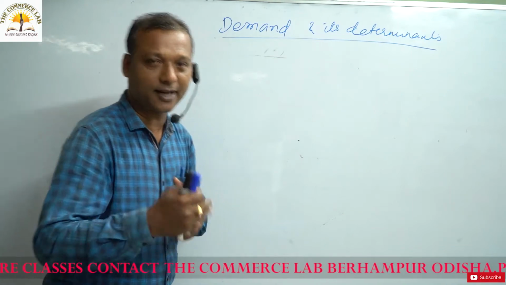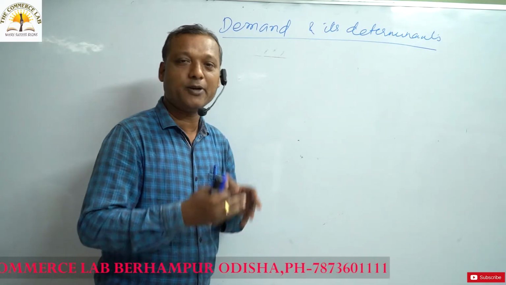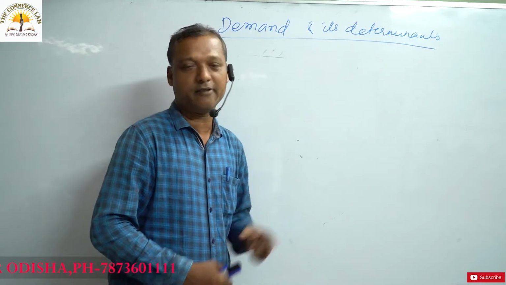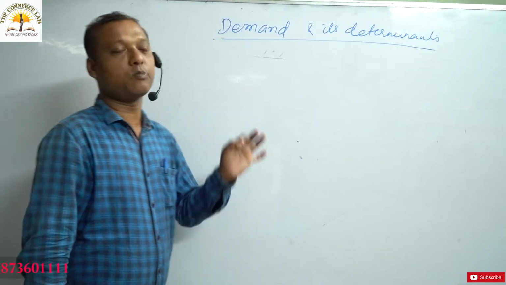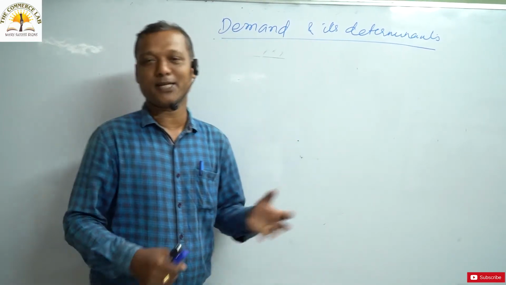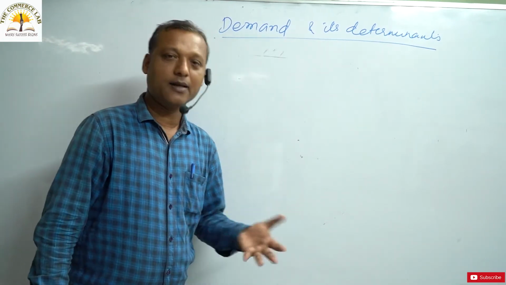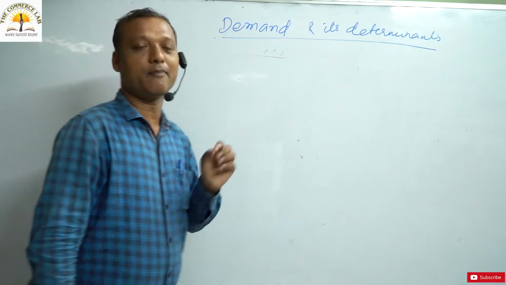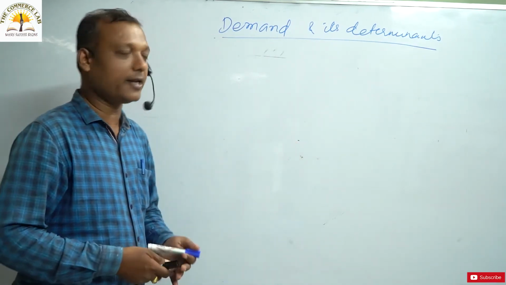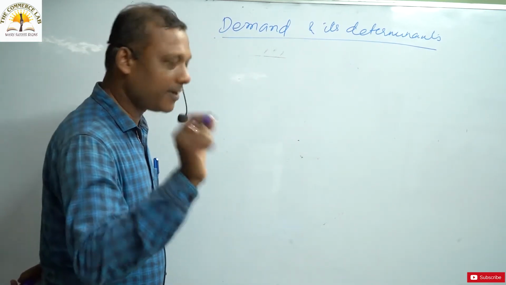Let me tell you very clearly, demand starts when you expect something, when you desire something. Demand starts from the point when you think about some commodity, some good, but its fulfillment is subject to the condition of willingness to pay and capacity to pay. When you have both, willingness to pay and capacity to pay, then only you can fulfill demand. So demand in economics means desire for a commodity backed by willingness to pay and capacity to pay. Let me write the sentence.